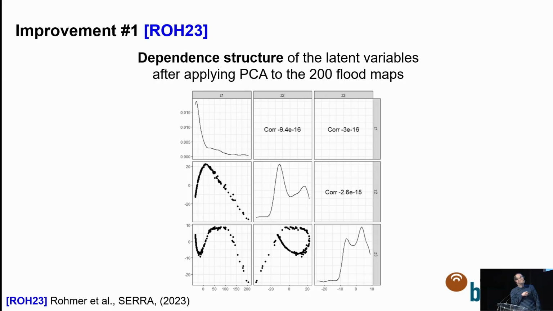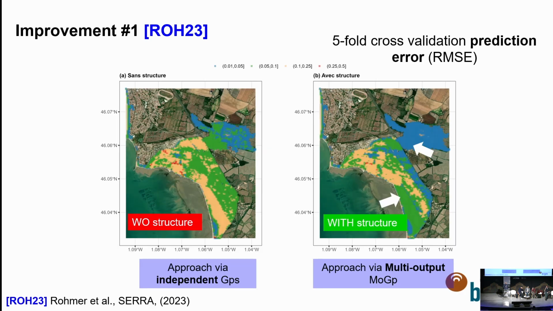But if you look at the pattern, the scatter plot, here the second latent variable computed against the third latent variable, you see that you have a structure. You have a dependent structure, which is not linear because you are manipulating PCA, but you have a non-linear dependent structure. So the question we ask is, should we inject this dependence information in the surrogate modeling strategy to improve the prediction? So this is what we did, actually.